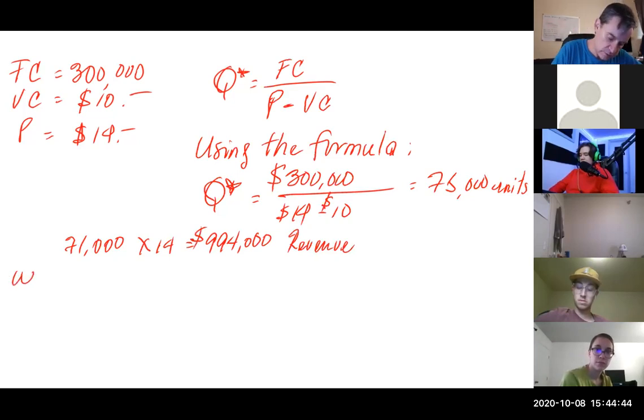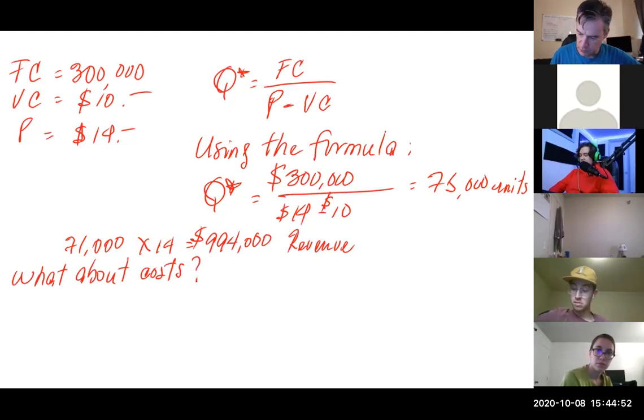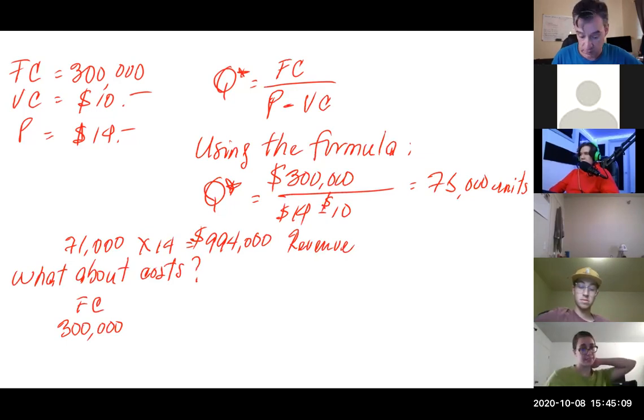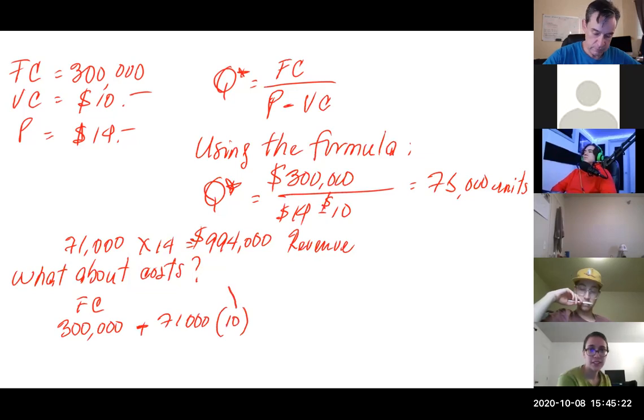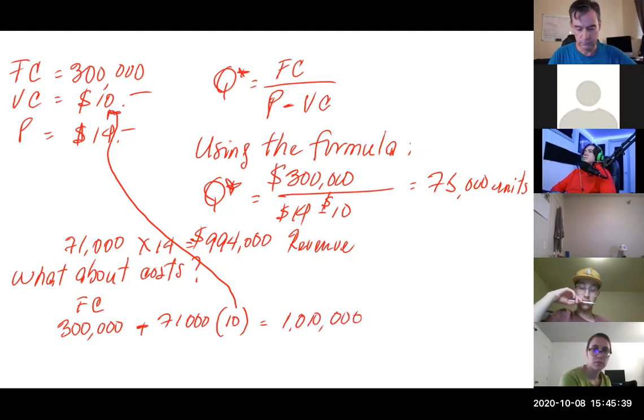But what about the cost? We have fixed cost, 300,000. And remember, you are producing 71,000 and you have to use materials, right? So you have plus the materials of 71,000 units times 10. Remember? Those 10. So this equals, how much is it? Something like 1,010,000.